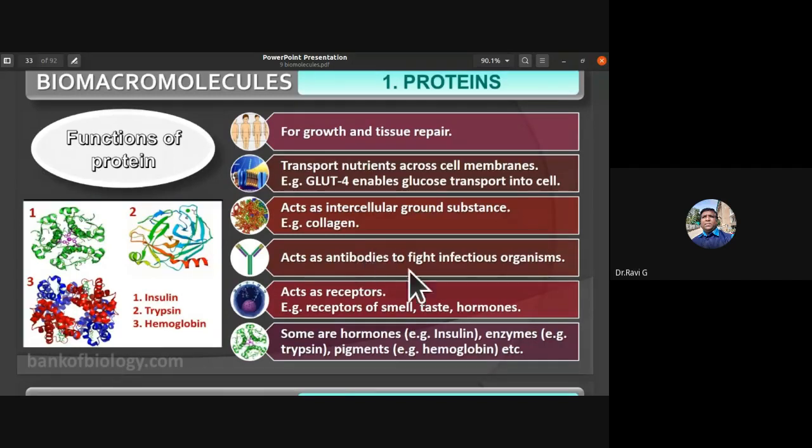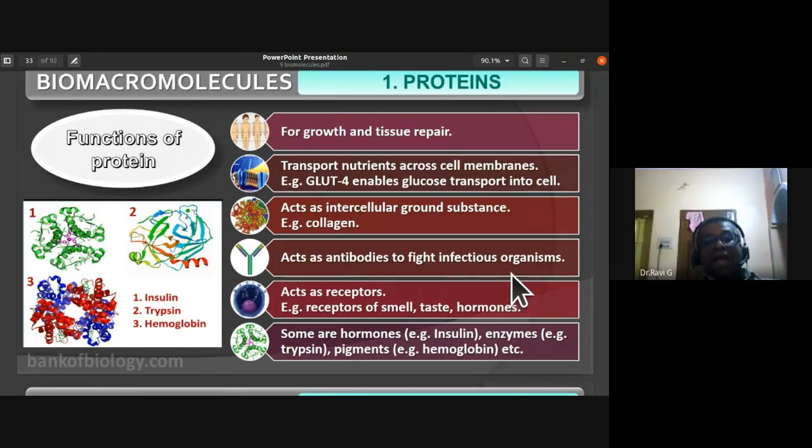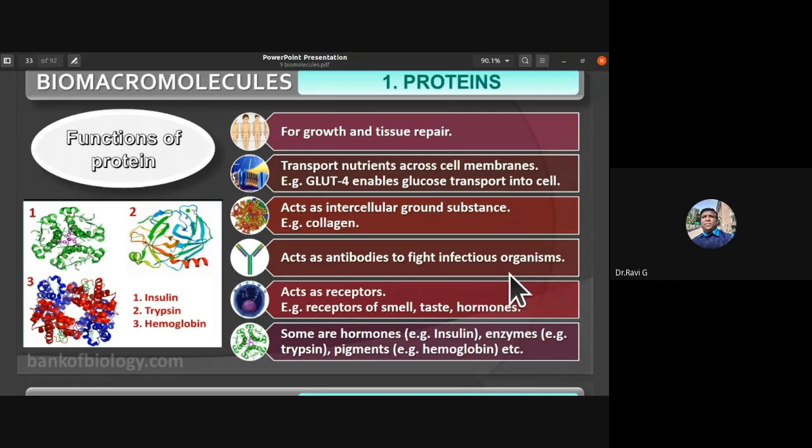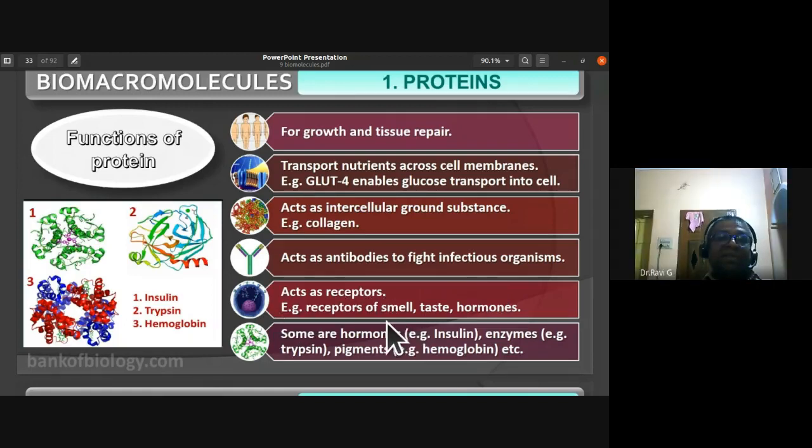Proteins also act as antibodies, which are proteinaceous in nature, to fight against infectious organisms. Proteins act as various receptors. Example, they act as receptor of smell, receptor of taste, and receptor of hormones.